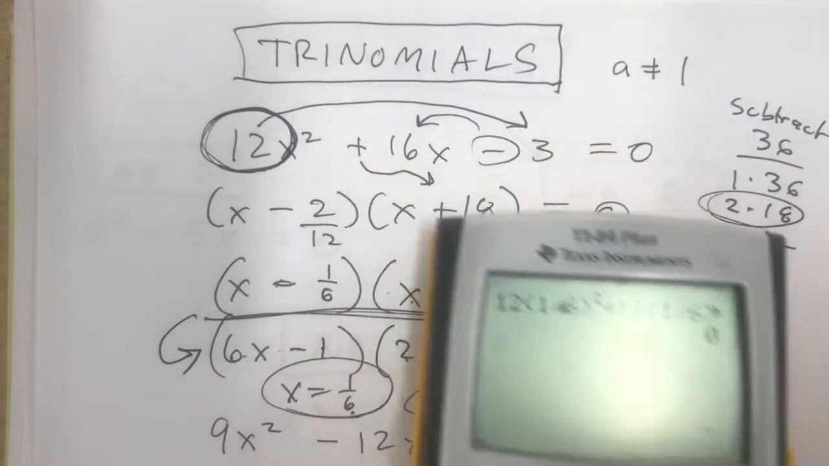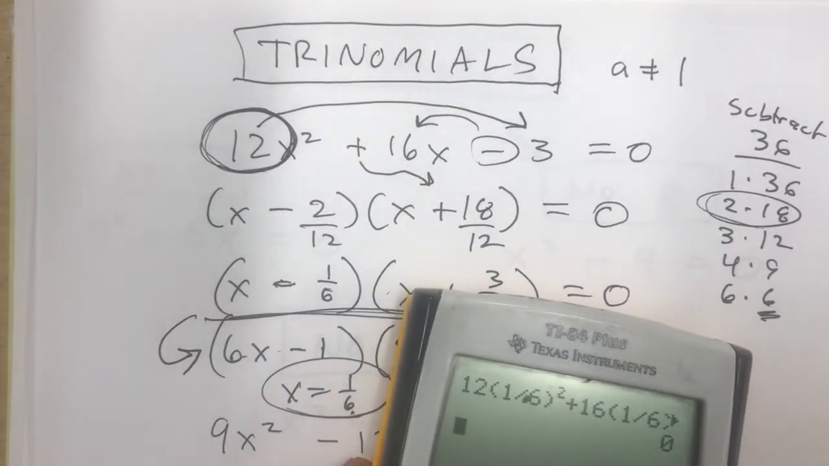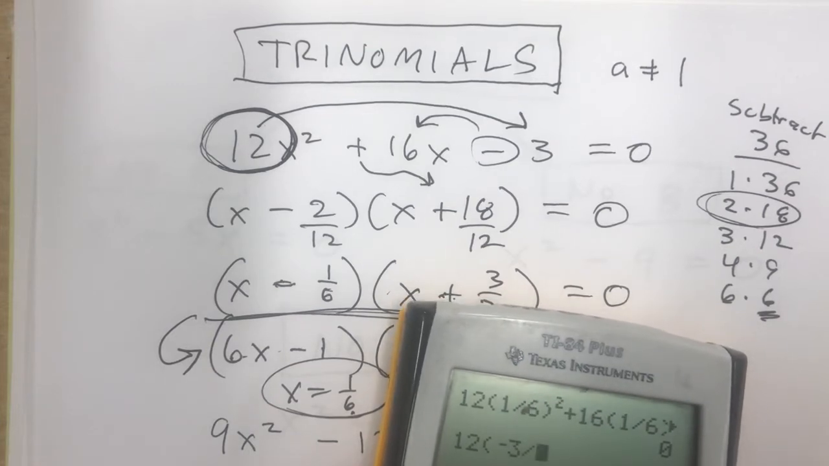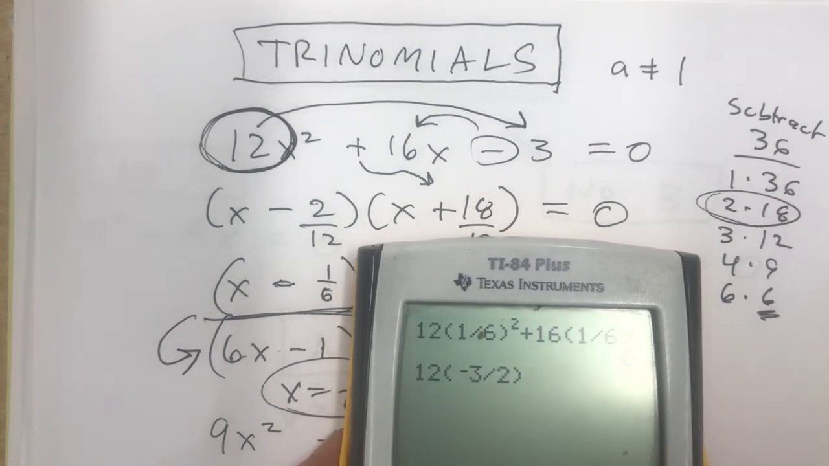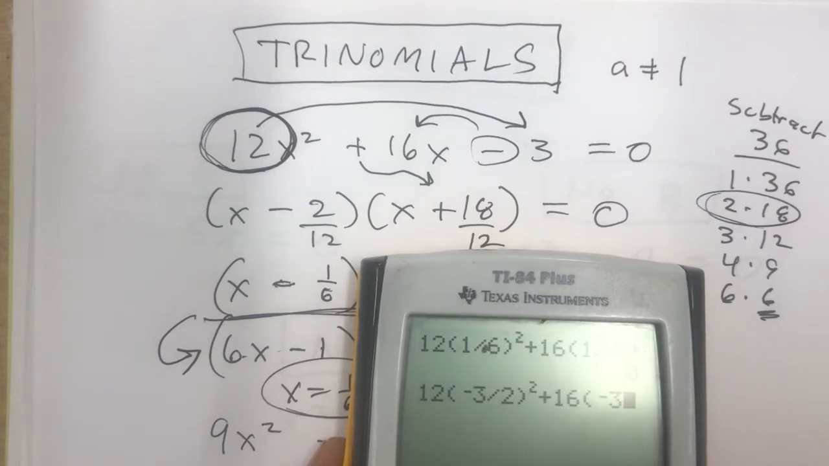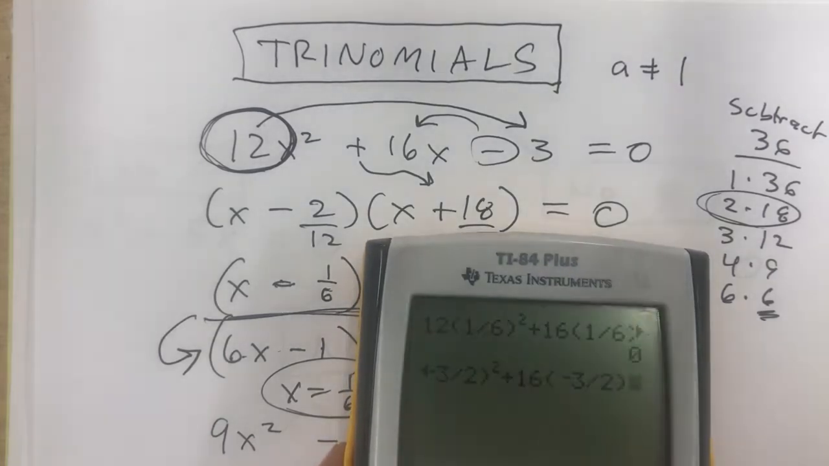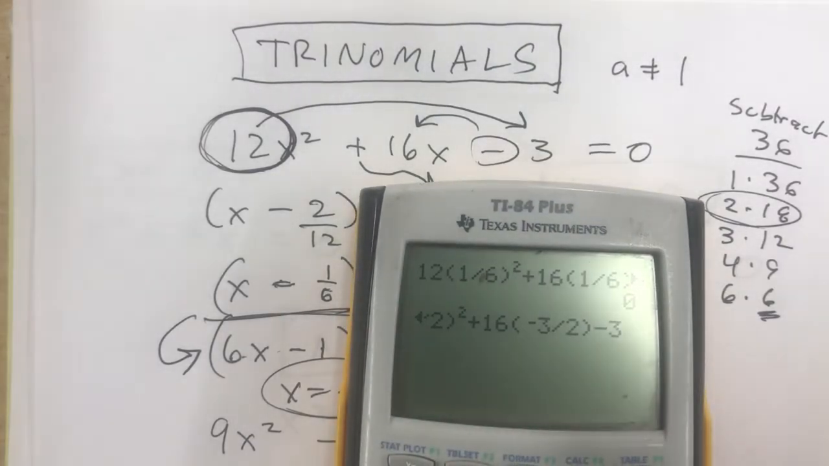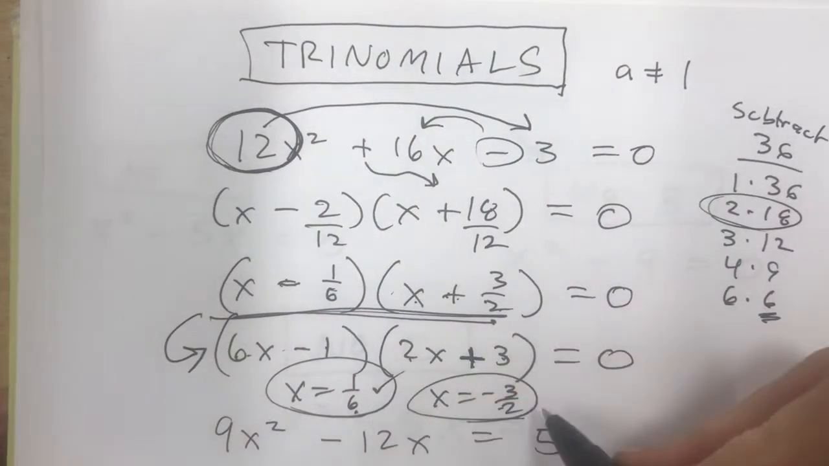All right. Now, what about negative 3/2? All right, let's do it. So let's do 12, in parentheses, negative 3 divided by 2, negative 3/2, squared, and then plus 16, and then in parentheses, negative 3 divided by 2, negative 3/2, and then minus 3. And it should equal 0. Is it going to? Why, yeah, it does. So both of these are right.